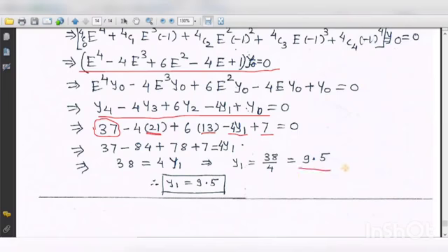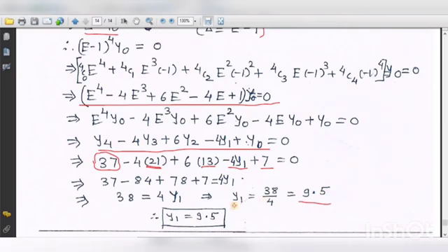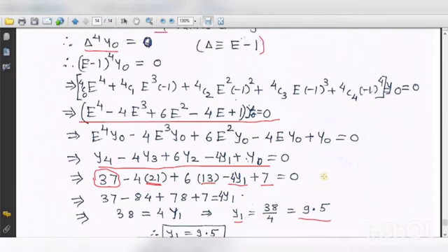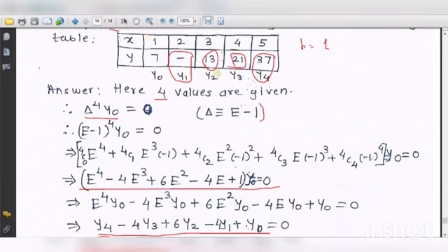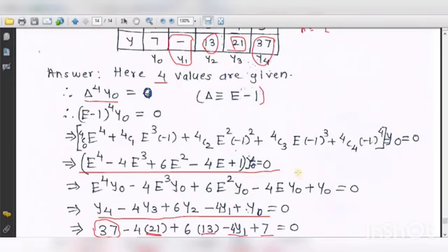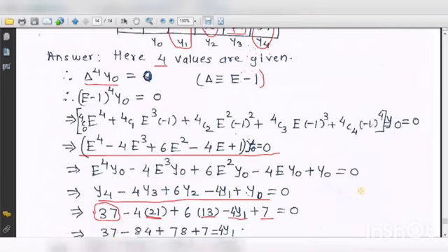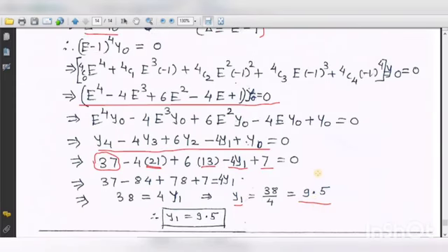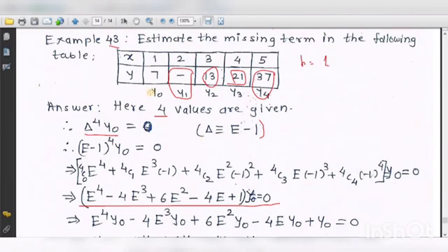Now how to check whether our value is correct or not? The value we are getting is 9.5. So just check the values of y0 and y2. The value of y1 must lie between y0 and y2. So what is y0? 7, and y2 is 13, and y1 which we are getting is 9.5. So our answer is correct.